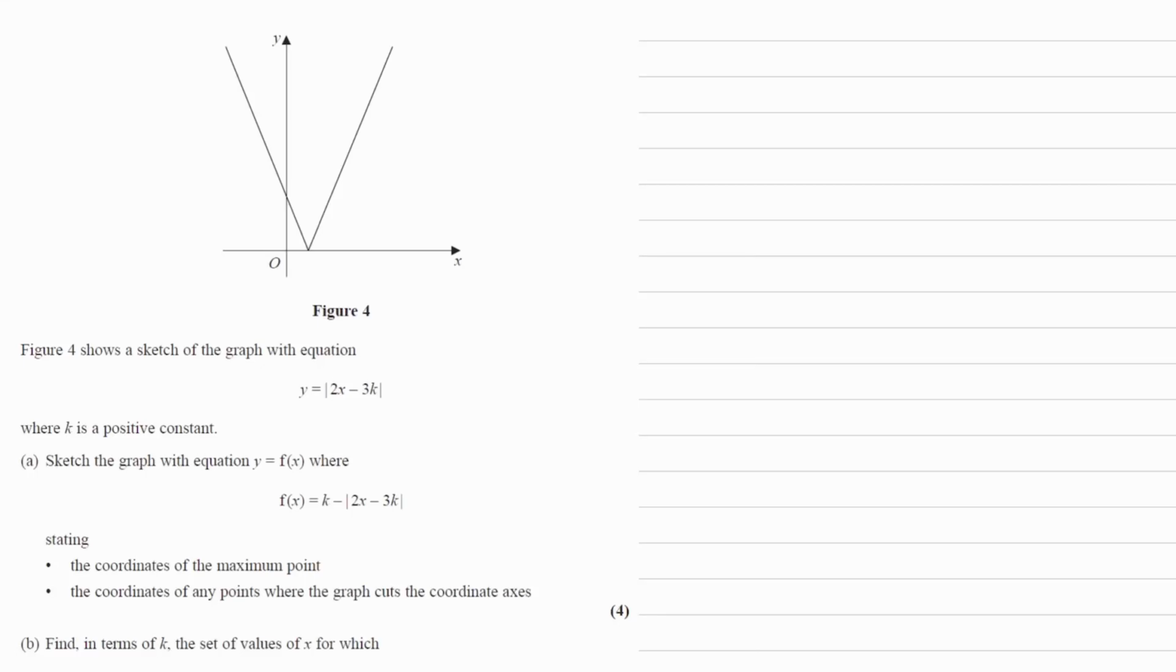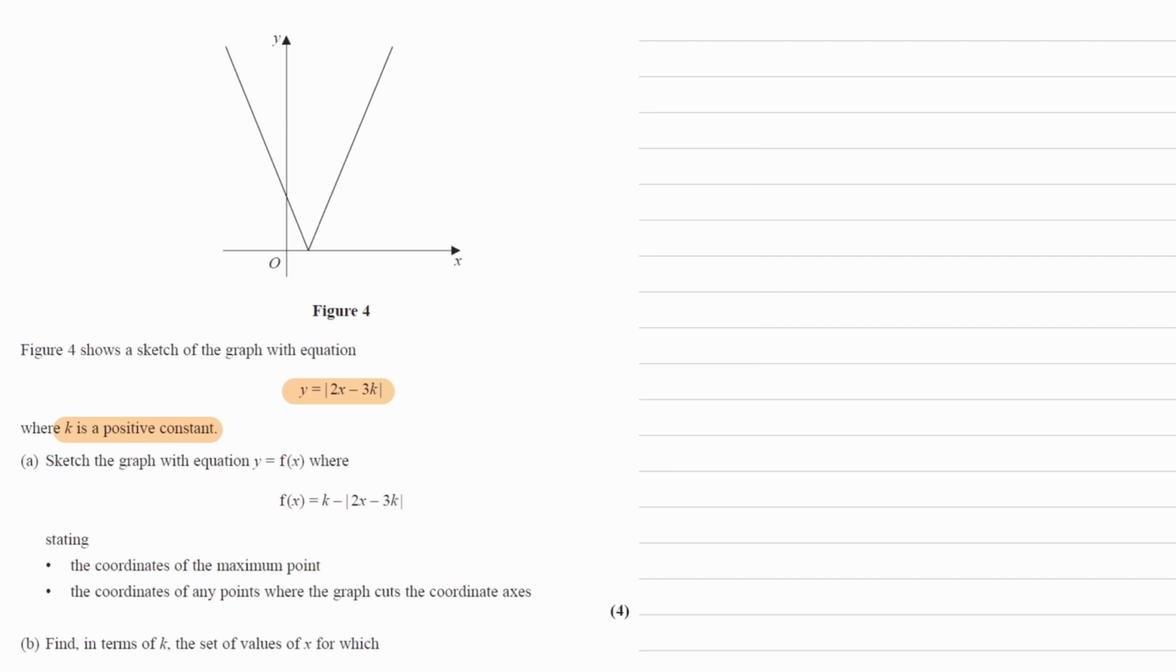Figure 4 shows a sketch of the graph with equation y is equal to the modulus of 2x minus 3k, where k is a positive constant. So this is a transformation of a modulus x graph. It's been shifted to the right by a certain amount, and then it's been stretched horizontally by a scale factor a half. That's what makes it look like this.